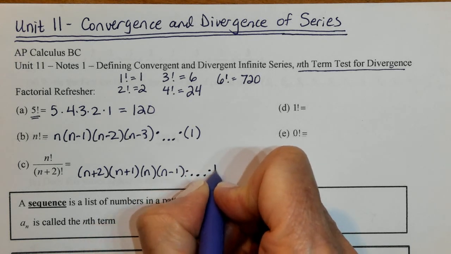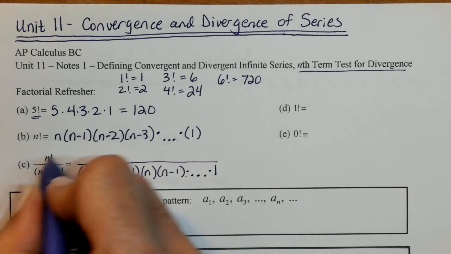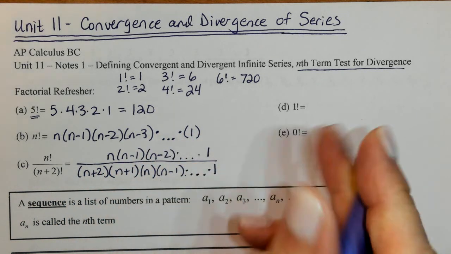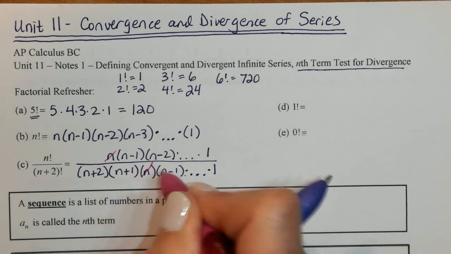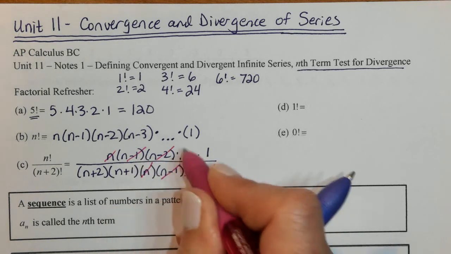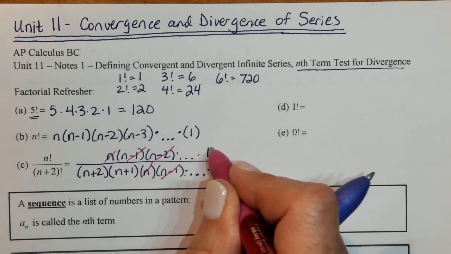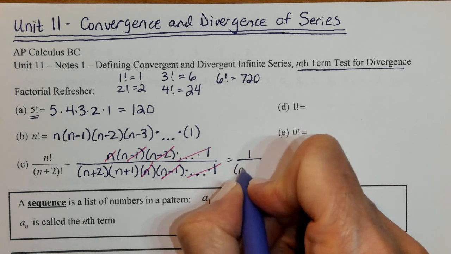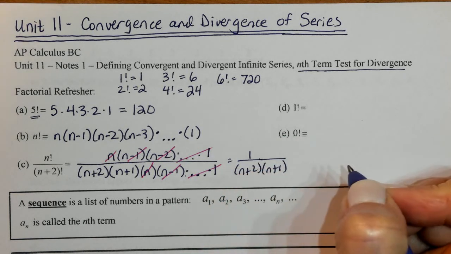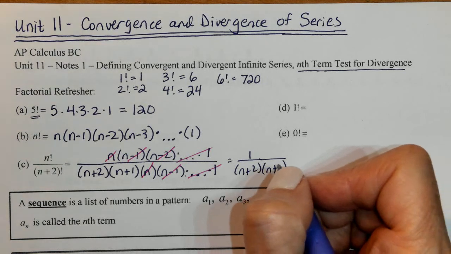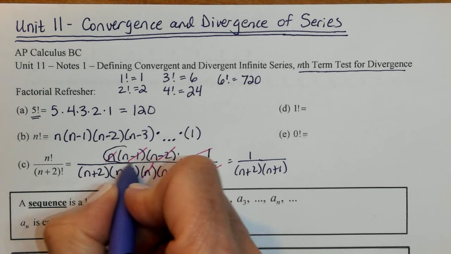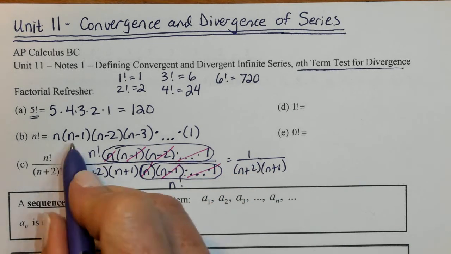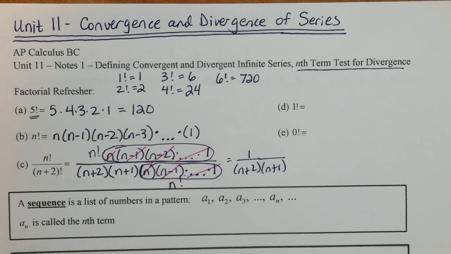Up on top here, I have n factorial, which is n times n minus 1 times n minus 2, all the way down to 1. And we see that we can reduce the n's, the n minus 1s. n minus 2 would reduce with the n minus 2 that's down here, all the way down to 1 would all reduce. And I'd be left with 1 in the numerator, and then n plus 2 times n plus 1 in the denominator. Okay? So, if you think about that, right here, this is n factorial, and right here, this is n factorial. So the n factorials reduce out, leaving the n plus 2 and the n plus 1 in the denominator.